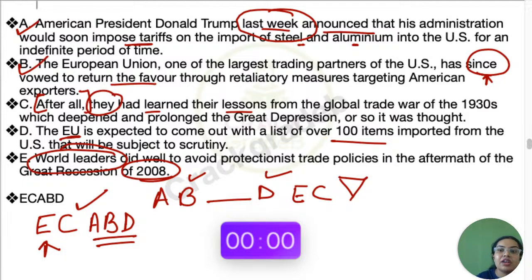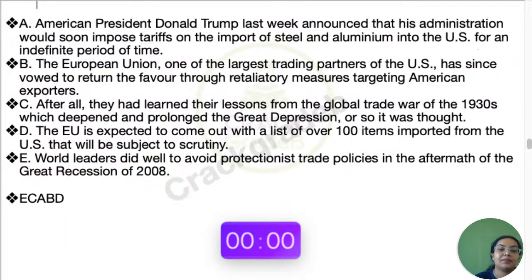I have to know what happened, then I can explain how exactly it happened. Are you understanding this? The whole point here was that the world leaders did well to avoid the trade policies. Because we started talking about trade policies, now I know why I'm talking about Donald Trump last week announcing something. Otherwise, A is just out of the blue. What happened suddenly? He got up one morning and announced something. There has to be a backdrop for why he has done this kind of thing, why he announced such a thing, and that's why EC; there was no other option but to put them in the beginning.